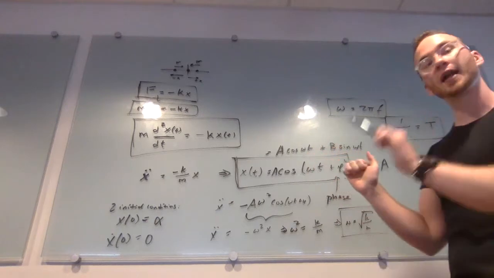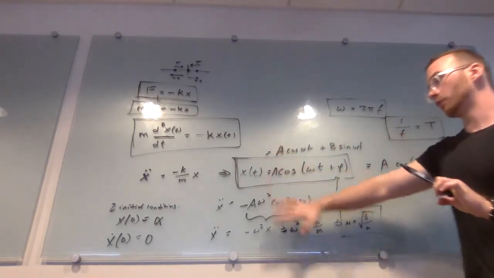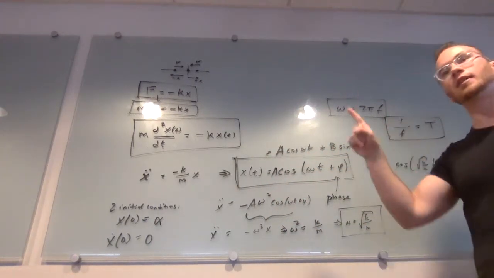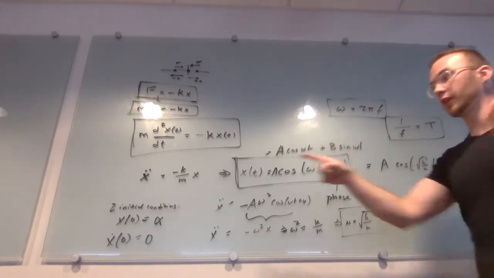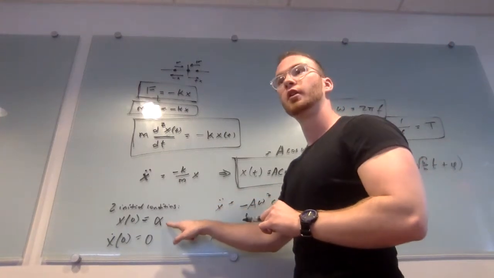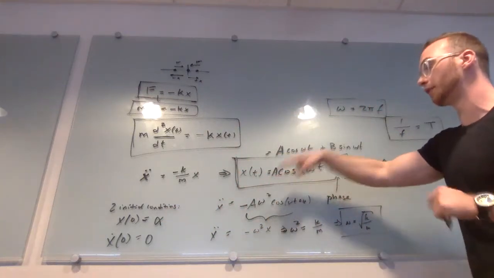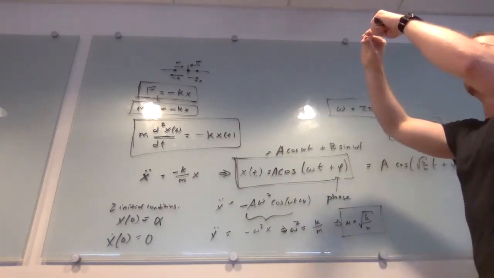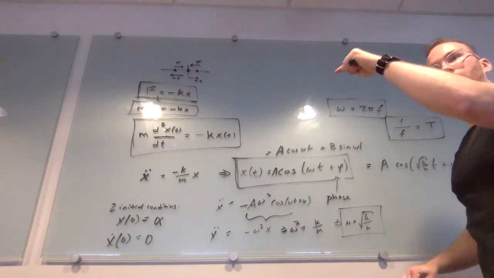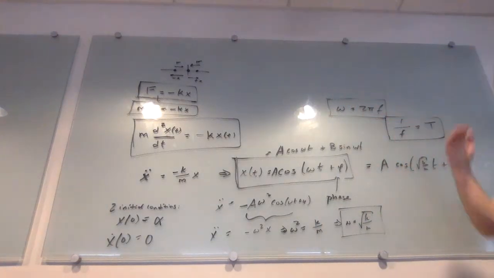Now, what you'd expect is that the amplitude of that oscillation would be alpha, right? It would be like a sine wave or cosine wave, with a height alpha and a depth alpha, I guess, right? So the amplitude would be alpha.